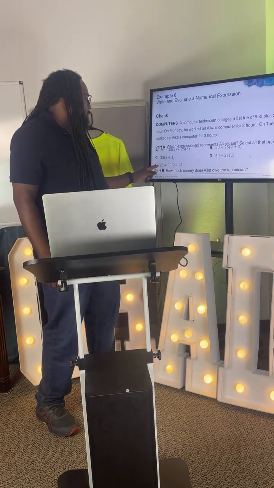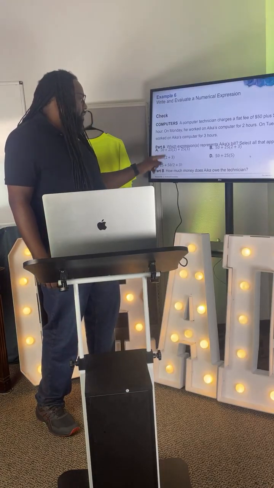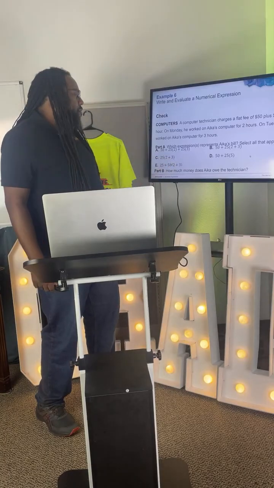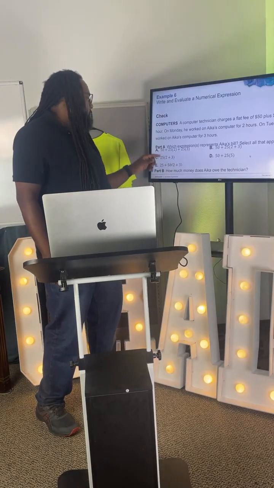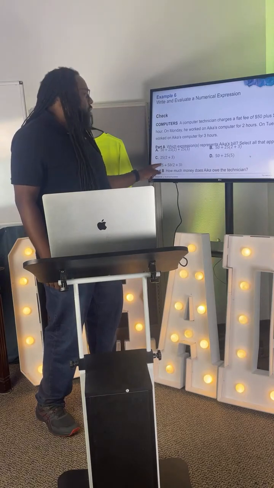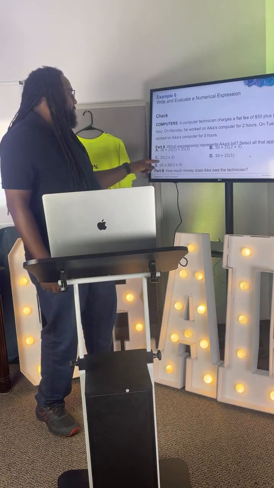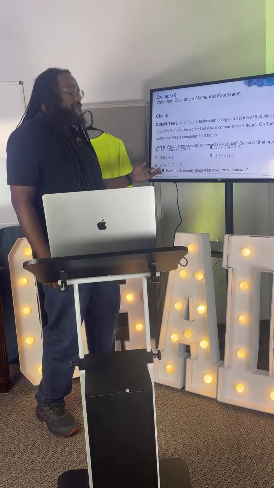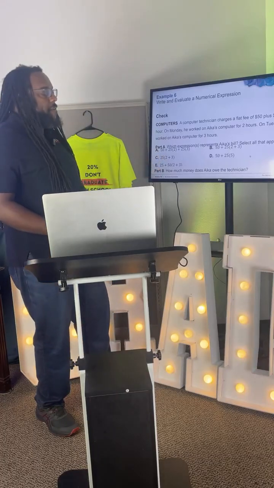And then E, 25 plus 50 times 2 times 3. This one's incorrect because the 25 is not the flat fee. The 50 is. So they flip-flopped the 25 and the 50.